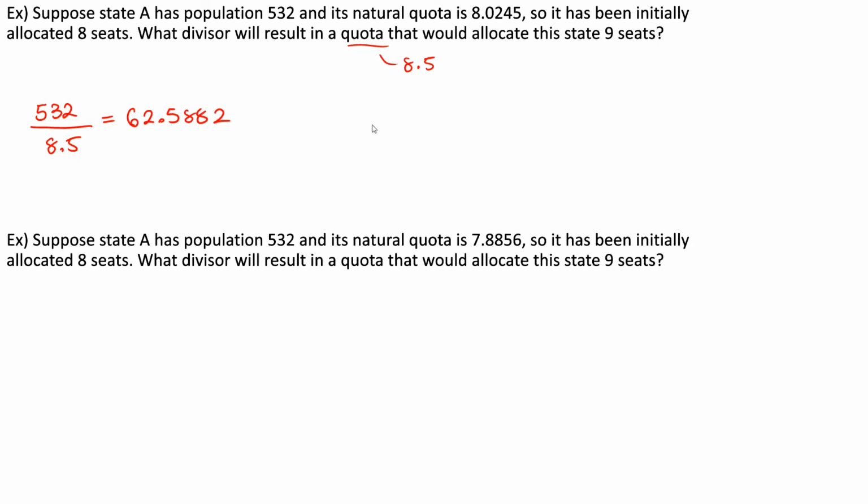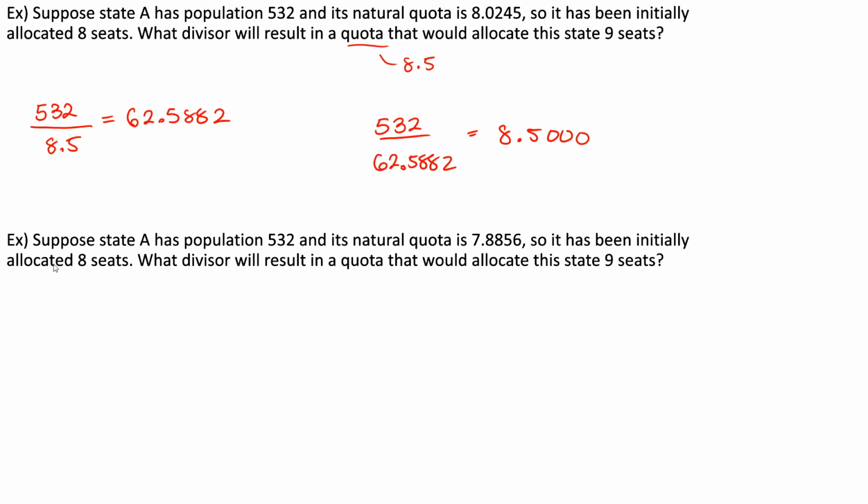And to check that, if we take 532 divided by 62.5882, or we could also go a little bit smaller than this if we wanted to, that would give us a quota of 8.5000, which would round up to 9 and cause this state to be allocated 9 seats.